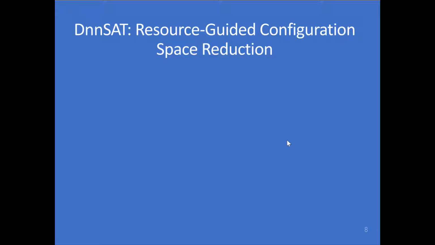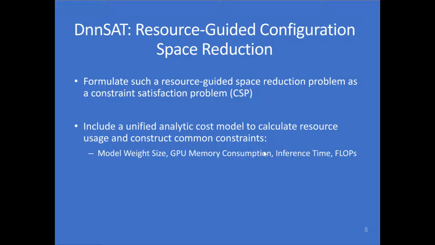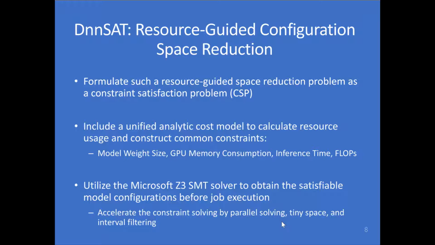We propose a resource-guided configuration space reduction approach, called DnnSAT, based on the following observations. We formulate such a resource-guided space reduction problem as a constraint satisfaction problem. We include a unified analytic cost model to calculate resource usage and construct common constraints, for example, the model weight size. We utilize the Microsoft Z3 SMT solver to obtain the satisfiable model configurations before job execution. We accelerate the constraint solving by parallel solving, tiny space, and interval filtering.